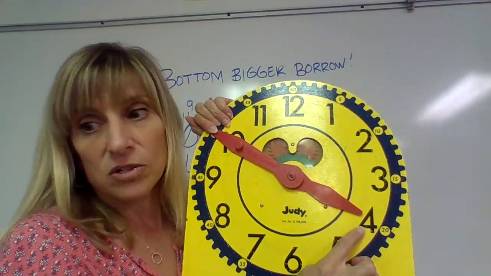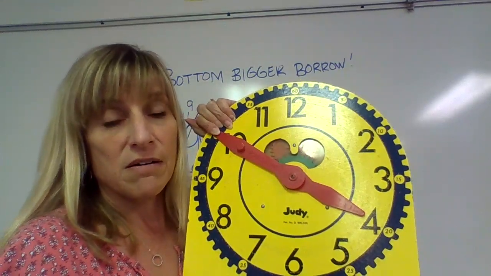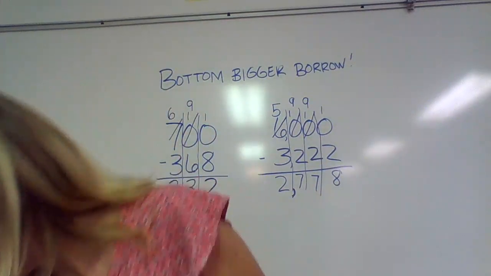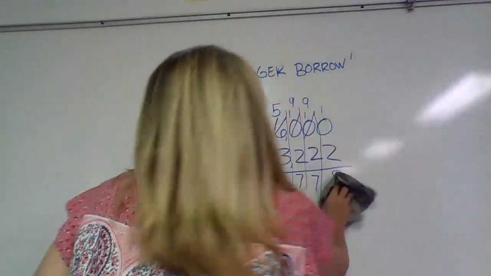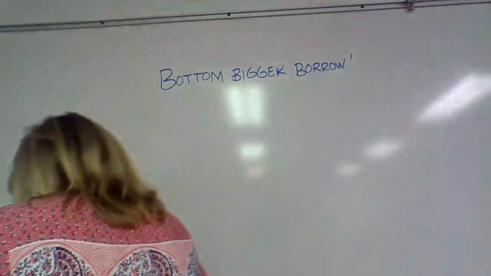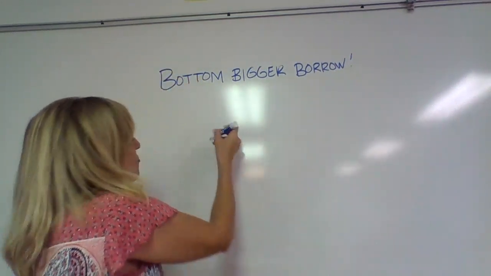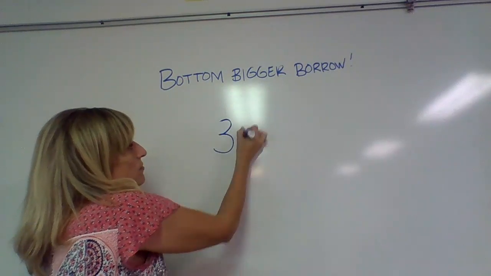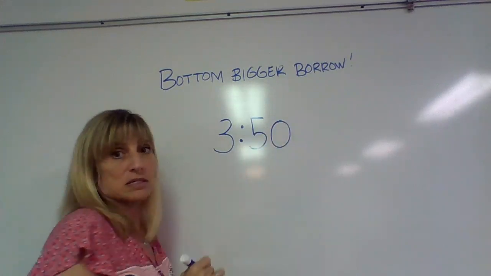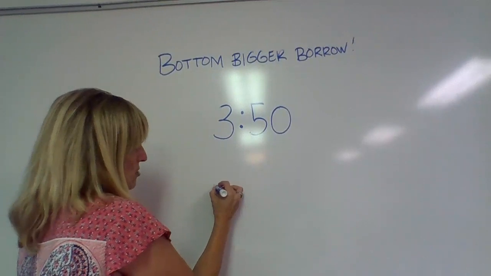So the answer that you would have for this one would be 3:50. And I'm going to write that down because some of us struggle with writing time still, and that's why we're reviewing. So when you write 3:50, you write the hour first, and the minutes. Okay, can you see that okay? There's a little bit of a glare. I'll write it down here.